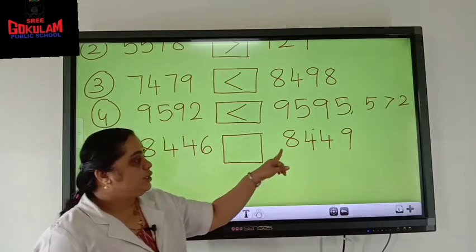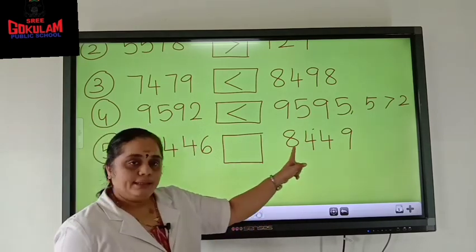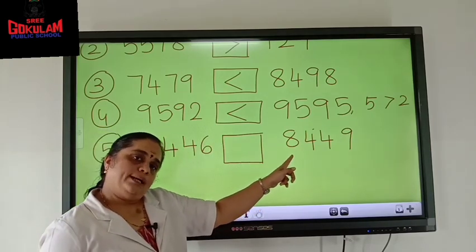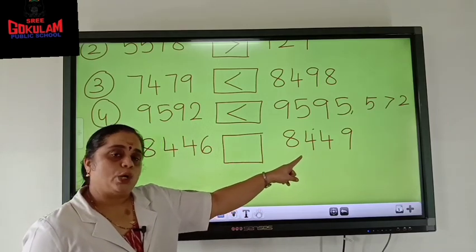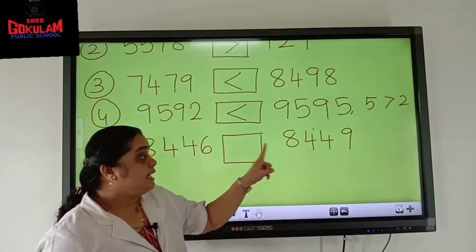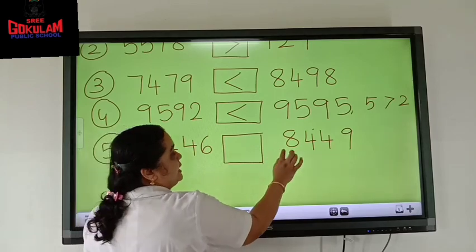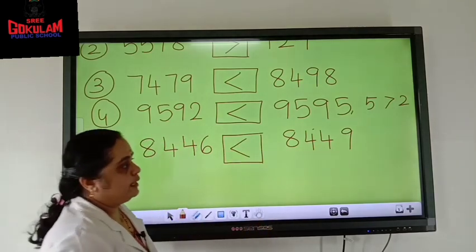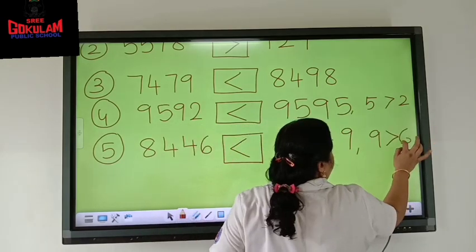Let's look at this 8446 and here you have 8449. 8 is common in the thousands place. Again in the hundreds place 4 is common number in both. Here you have tens place also. You have 4 as common in both. Finally we check in the ones place. Here you have 6 and here you have 9. Which is bigger? 9 is bigger, isn't it? So 8449 is bigger than 8446. 9 is bigger than 6.